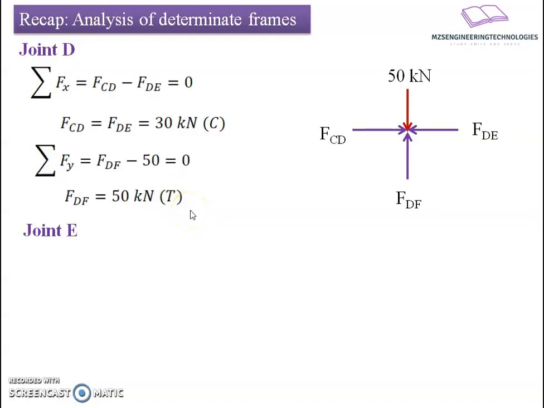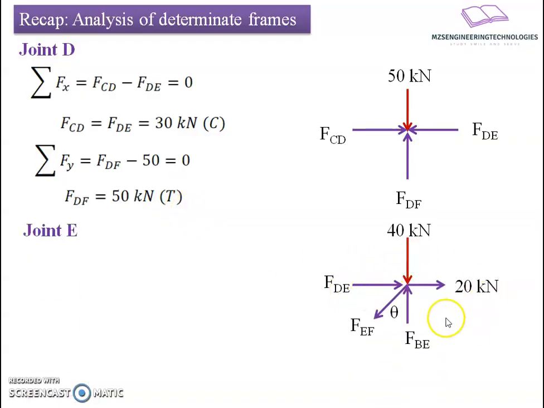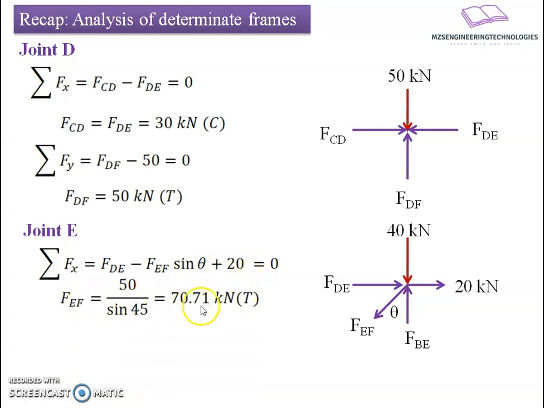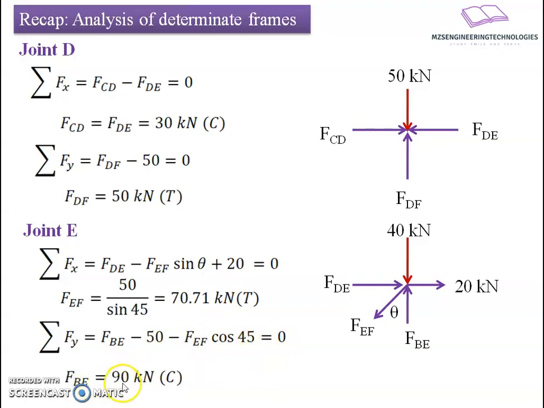Now I will move to joint E. The free body diagram of joint E will be like this. If I analyze the forces with reference to the equilibrium equations, summation of Fx equals Fde minus Fef sin theta plus 20, which results in Fef equals 70.71 kilonewton and it's tensile in nature. Similarly, summation of Fy equals Fbe minus 50 minus Fef cos 45, which results in Fbe equals 90 kilonewton in compression. So the nature of this force is compressive.